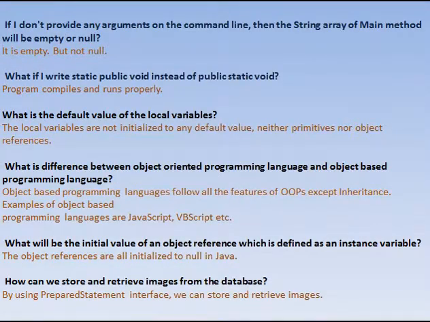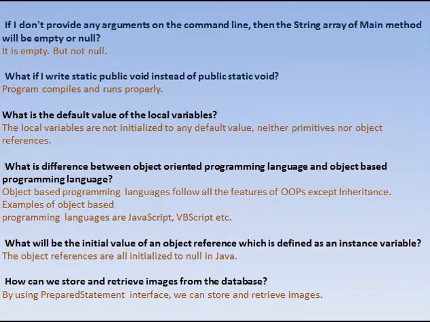If I don't provide any arguments on the command line, then the string array of main method will be empty or null? It is empty, but not null. What if I write static public void instead of public static void? Program compiles and runs properly.